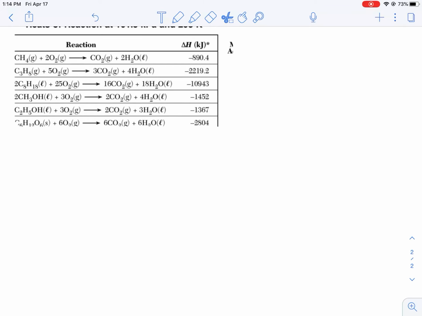Hello, today we're going to be looking at organic reactions. And what do I need to know about organic reactions? What exactly am I looking for in each one of these? Well, the first one that we have is combustion.